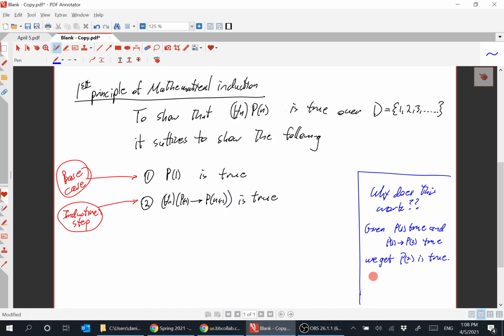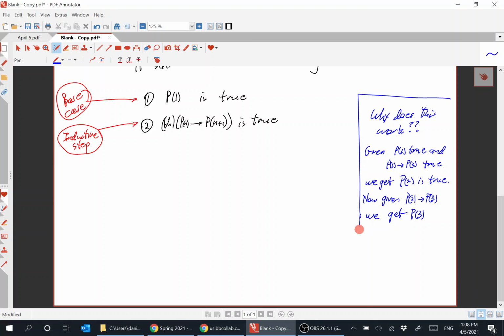Right? And then now, given P2 implies P3, we get P3. Now given P3 implies P4, I mean, we know P3 implies P4 is true. We get P4, etc., etc. Right? For every n in the domain, Pn implies Pn plus 1.